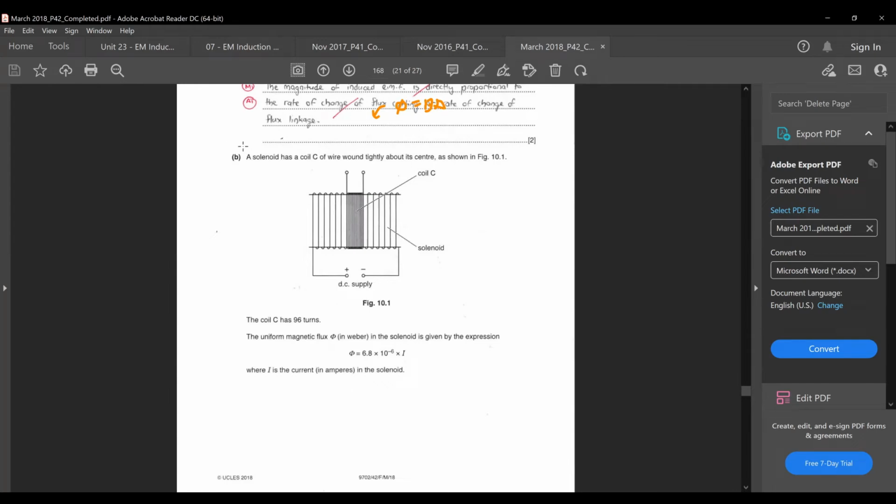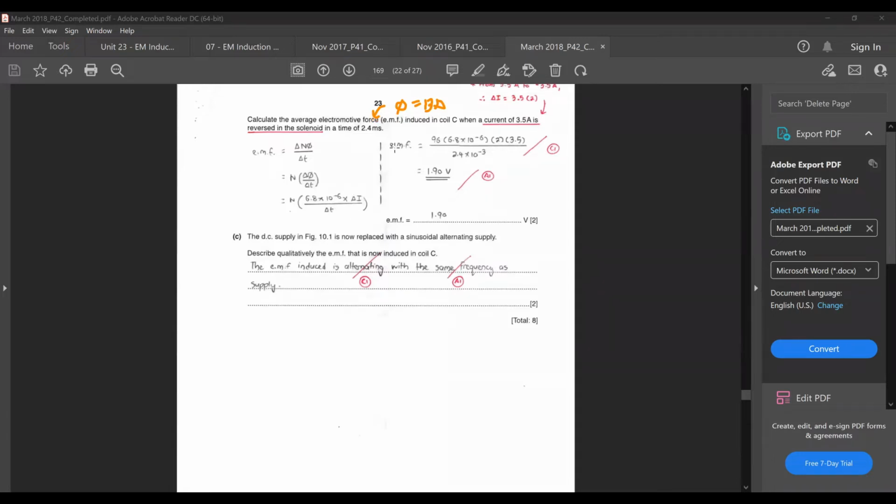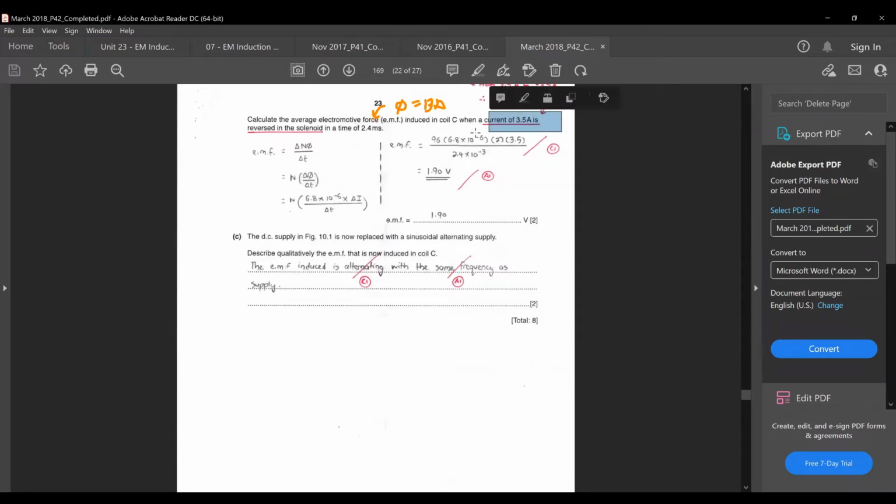You have a solenoid that has a coil C, that is a wire that is wound tightly about its center. The coil C has 96 turns. A uniform magnetic flux in Weber in the solenoid is given by this expression, where I is the current in amperes of the solenoid. So calculate the EMF induced in coil C when a current of 3.5 amps is reversed in the solenoid in a time of 2.5 milliseconds.